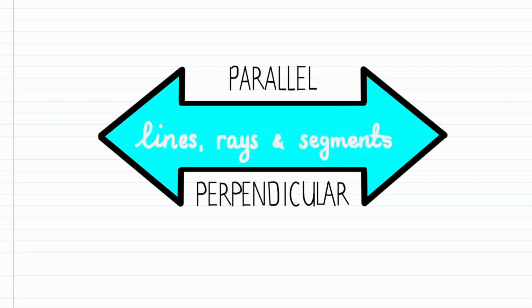We are taking a look at some geometry today. Specifically, we are looking at identifying lines, rays, and line segments, and we're going to find out what parallel and perpendicular means. Let's start with some definitions.